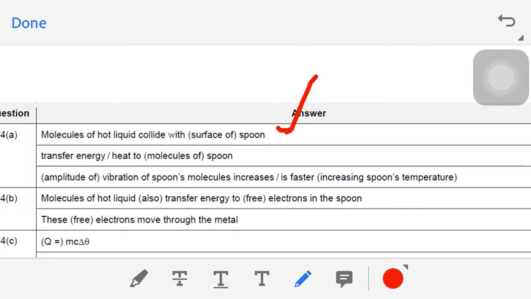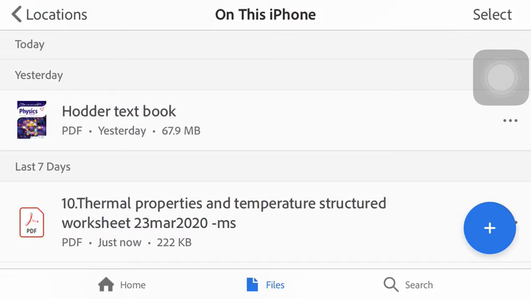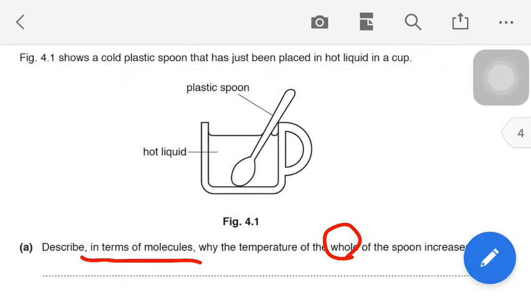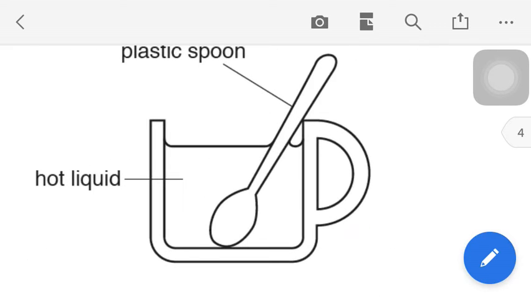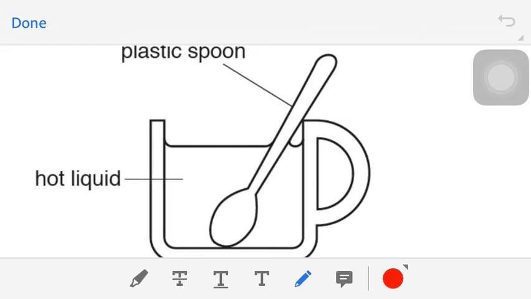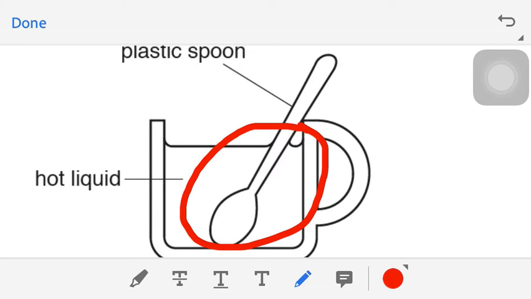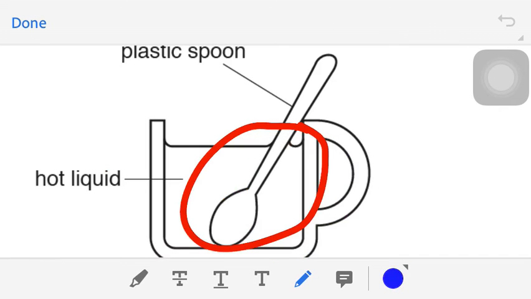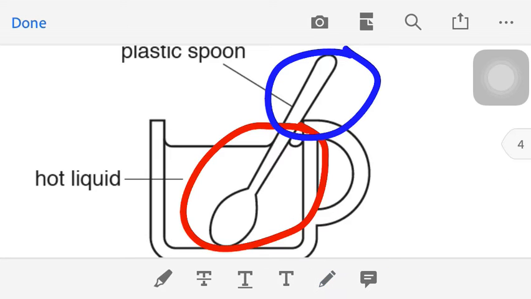Now, if that is the case, then if you look at the diagram, only a part of the spoon is in contact with the liquid. Not the entire spoon is in contact with the liquid. Only this part is in contact with the liquid. So, what about the remaining part here? They're asking you to say how the entire spoon becomes hot.